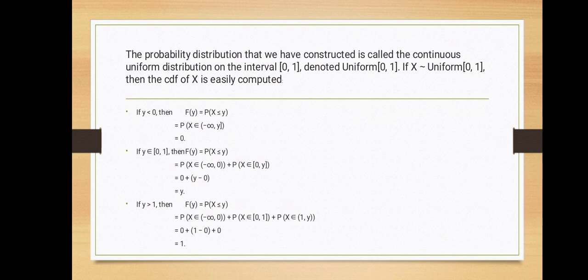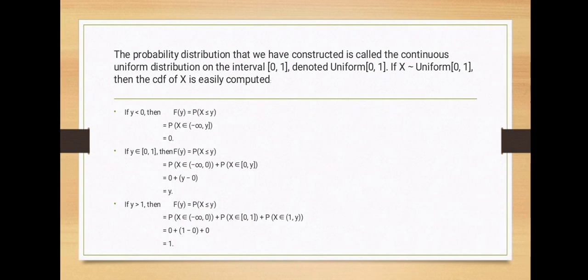= P(X ∈ (−∞, 0)) + P(X ∈ [0,1]) + P(X ∈ (1, y]) = 0 + (1 − 0) + 0 = 1.